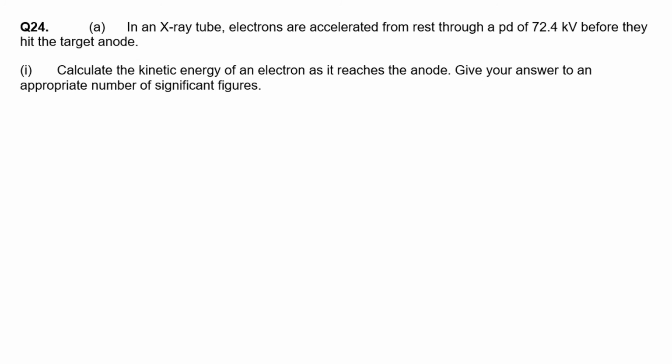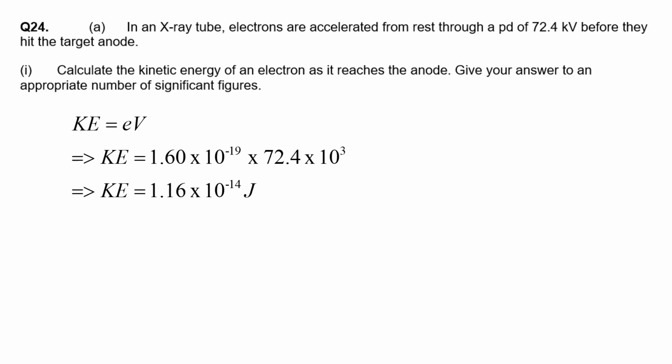Okay, so moving on to look at some X-rays. Electrons are accelerated from rest through a potential difference of 72.4 kilovolts before they hit the positively charged anode. Calculate the kinetic energy of an electron as it reaches the anode, giving your answer to an appropriate number of significant figures. First off, we can calculate the kinetic energy of an electron in a uniform electric field using this equation. We multiply the charge of the electron by the potential difference. It's in kilovolts, so times 10 to the 3, giving us a total kinetic energy of 1.16 times 10 to the minus 14. Pretty straightforward.